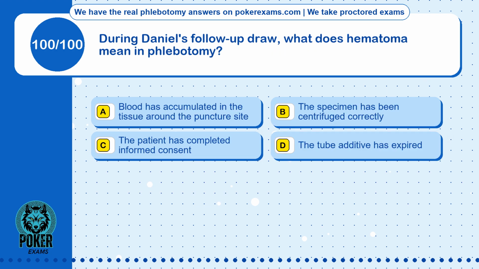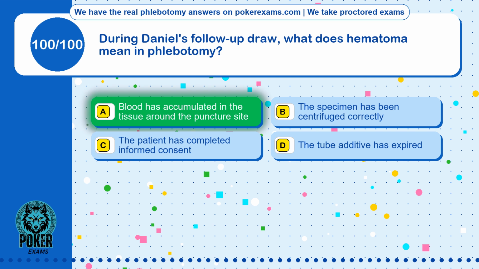Question 100. During Daniel's follow-up draw, what does hematoma mean in phlebotomy? Option A, blood has accumulated in the tissue around the puncture site. Option B. The specimen has been centrifuged correctly. Option C. The patient has completed informed consent. Option D. The tube additive has expired.